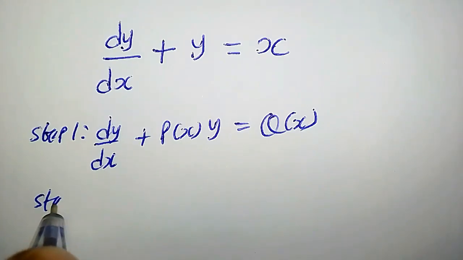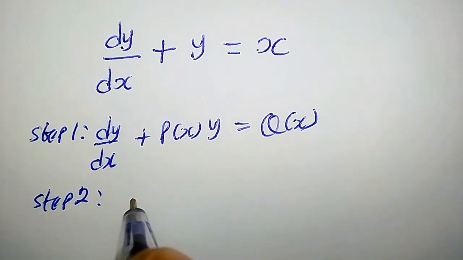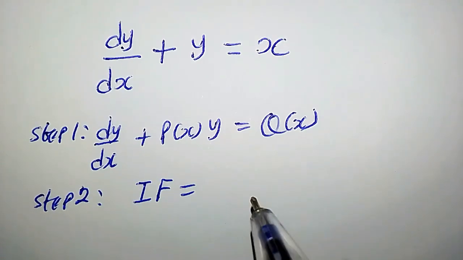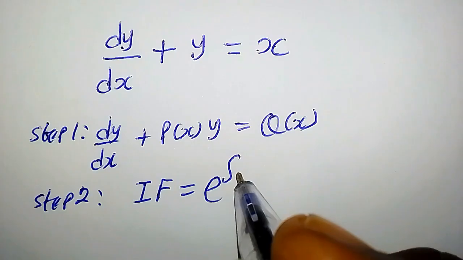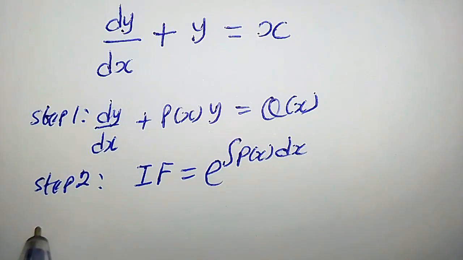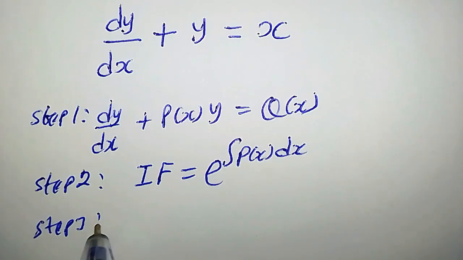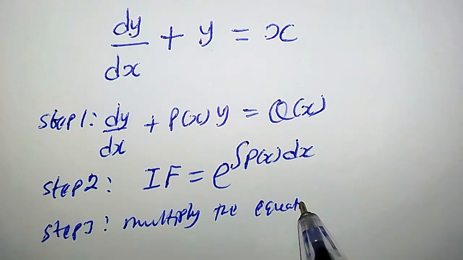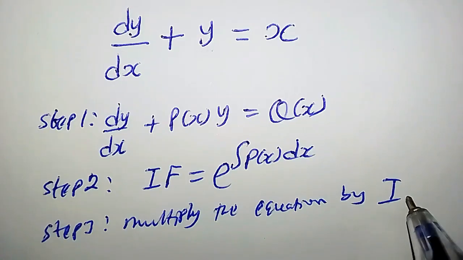Step 2 is the integrating factor, which I call IF, is equal to e to the power of integral of p of x dx. The third step is to multiply the equation by IF.